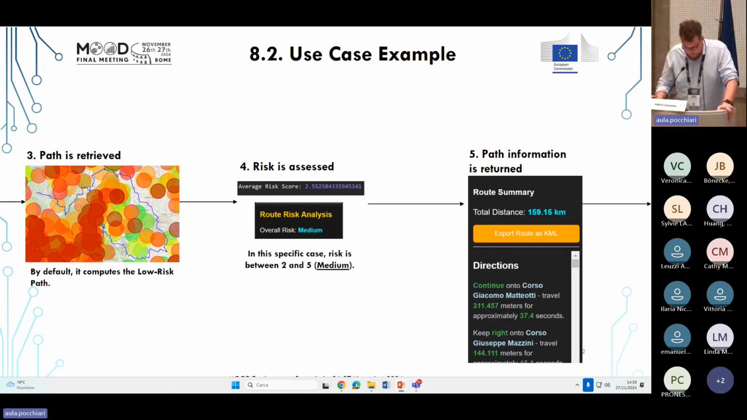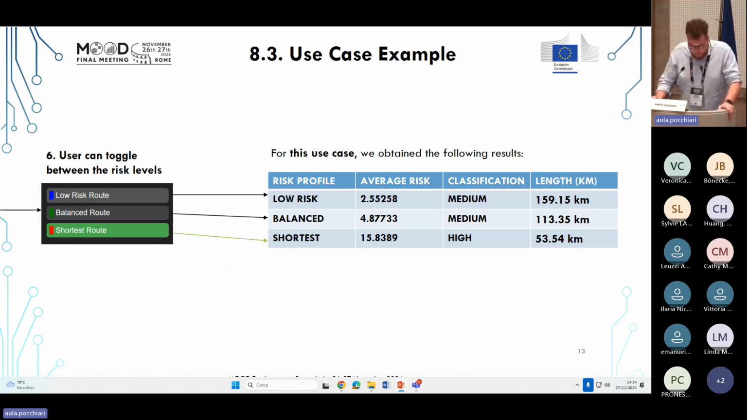The path is retrieved, and in the meanwhile, the average risk score is assessed by intersecting the retrieved path with the buffers, and the level is assessed. Note that the three risk levels have been defined in our research by inspection, and we basically determined whether, in the opinion of a veterinary epidemiologist, it was actually a low-risk route, a medium-risk route, or a high-risk route. Path information is also returned, such as the total distance and the directions. The user can toggle between these risk levels.